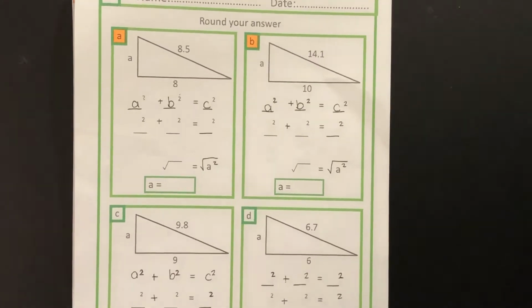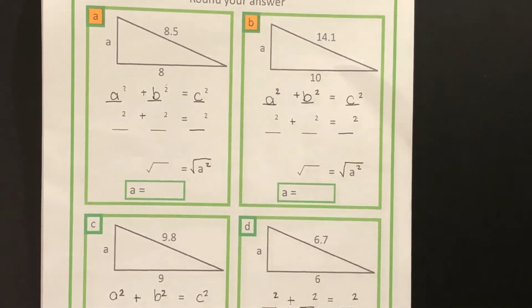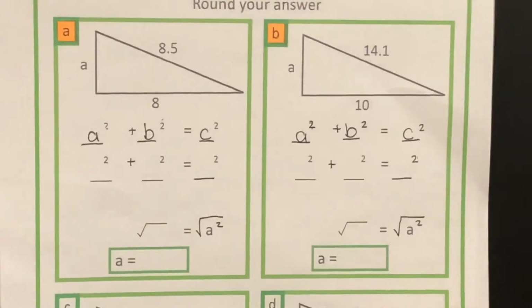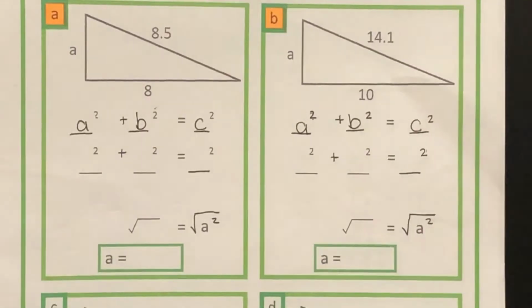Today we're using the Pythagorean theorem to find the length of side A. Always before we've done the hypotenuse, which is side C. Today we're doing side A. And you use the same formula, a squared plus b squared equals c squared. You plug in the numbers that you know.